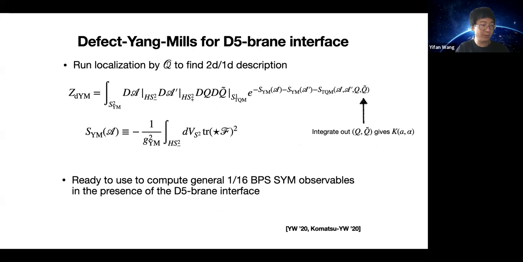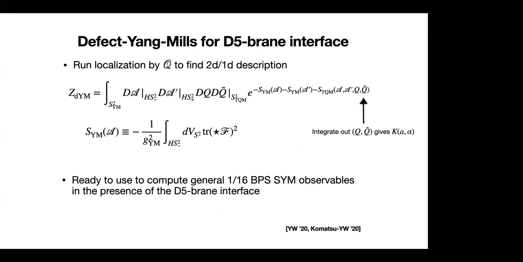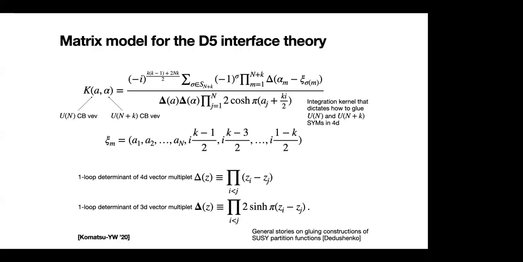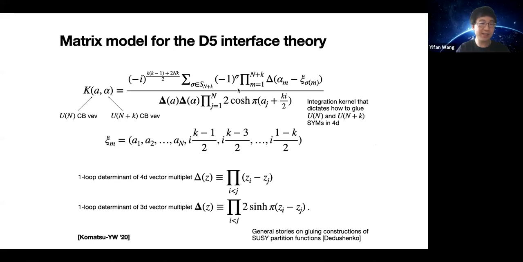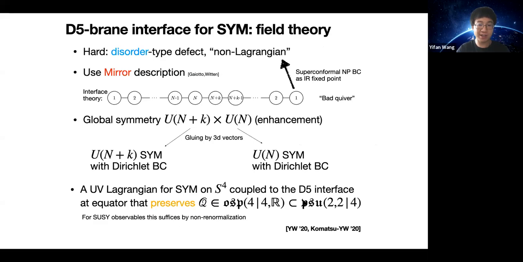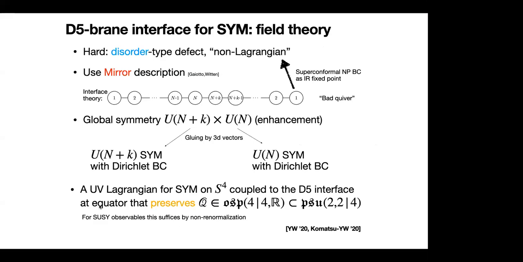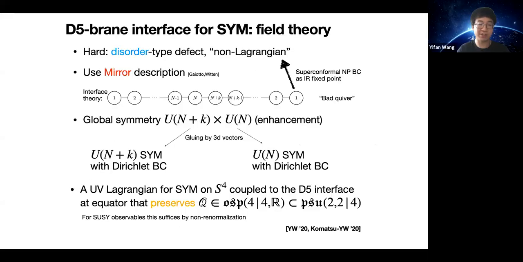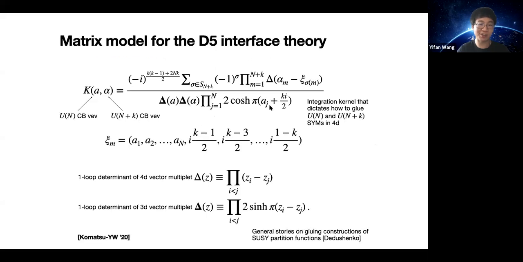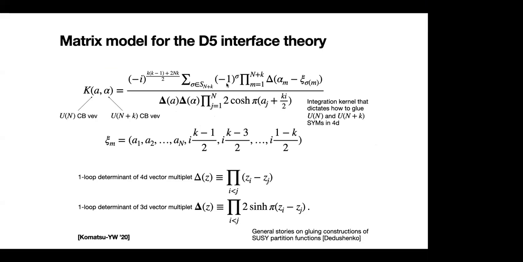So with this general framework in the presence of the D5 interface that preserves the supercharge Q. This theory in your last transparency, that was in three dimensions? Yeah. So this is the matrix model coming from this interface theory, which lives on this equator. So you can interpret it as the S3 partition function of this interface theory, this expression. Okay. Thank you.